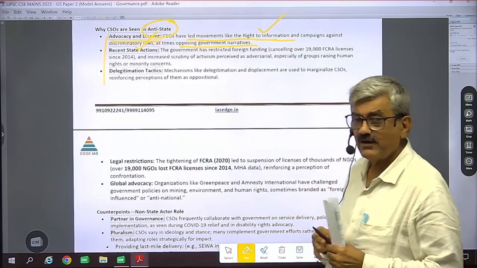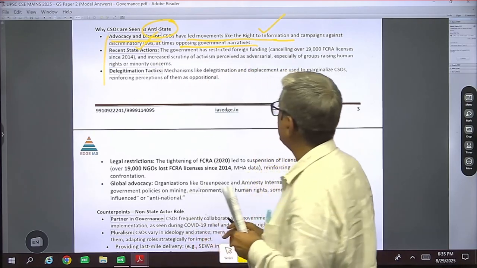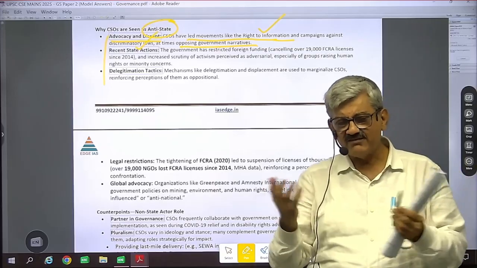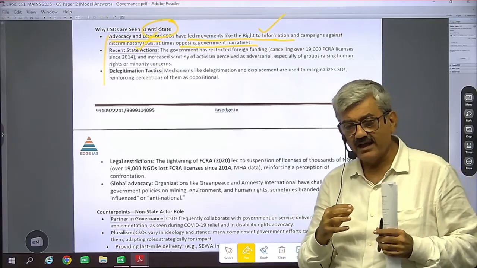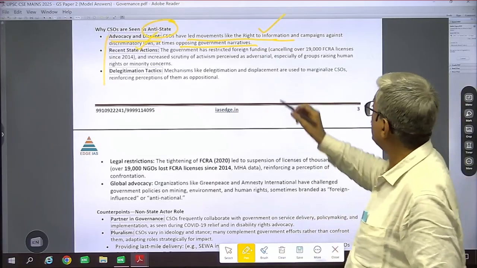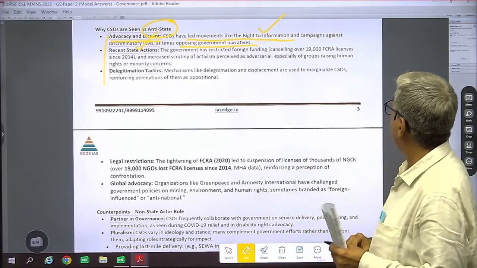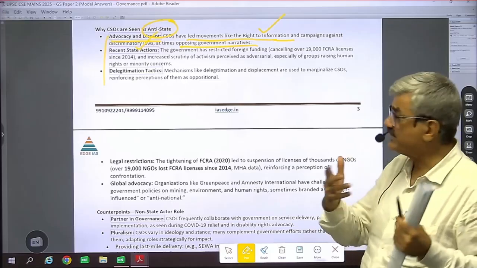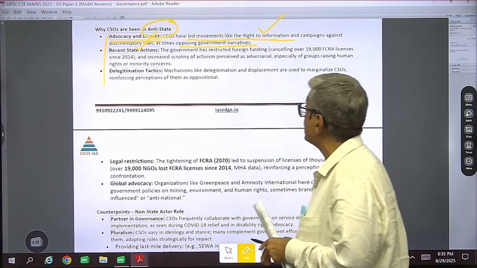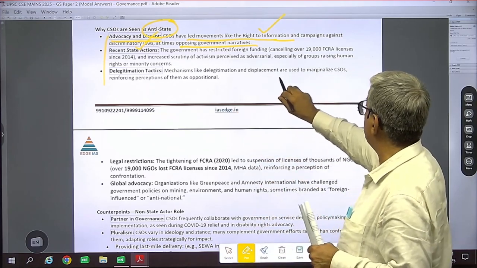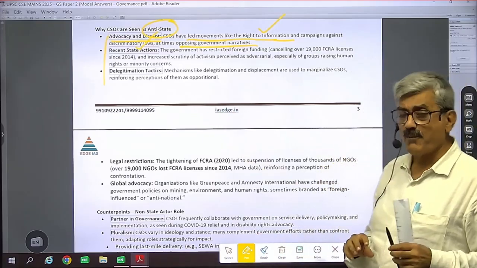What are these motives? In recent state action, the government has restricted foreign funding. We have found that yes, they are indulging in some activities, and it is perceived that they are hand in glove with some foreign countries. So their foreign funding has been restricted. The Foreign Currency Regulation Act licenses we have revisited, and many of the licenses have been cancelled. Delegitimization, taxes, and displacement are used to marginalize CSOs, reinforcing the perception of them as oppositional.